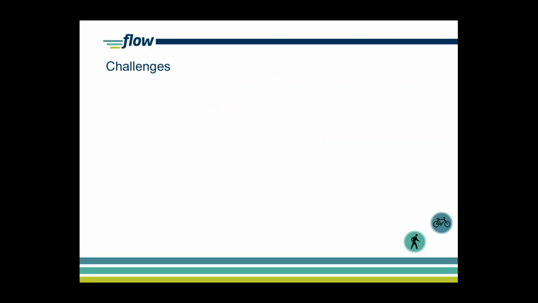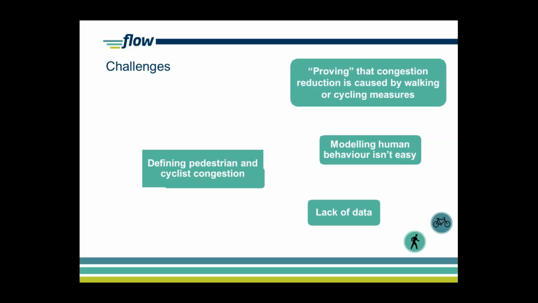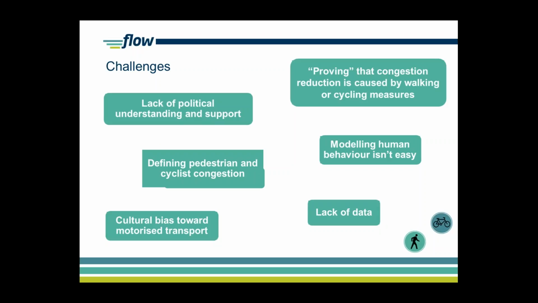So the challenges that we face with this are several. One of the main ones is defining pedestrian and cyclist congestion. What does that look like? What is it exactly? We have a lack of data, which I imagine a lot of you, particularly consultants, will have found. How do you manage this when you simply don't have the data you need? Next, modeling human behavior is simply difficult, so it's a challenge that we face all the time. Then proving that the congestion reduction was actually a result of the walking and cycling measures is difficult as well, often coming back to the data because it hasn't been assessed before and after. Then we also have a cultural bias toward motorized transport and a lack of political understanding and support. These are all aspects that the FLOW project is trying to deal with throughout our project runtime.